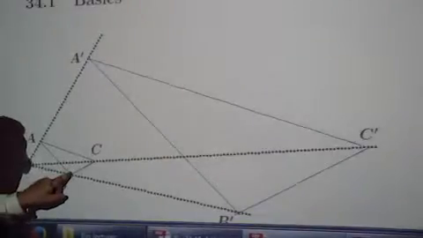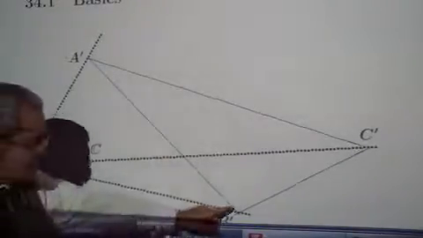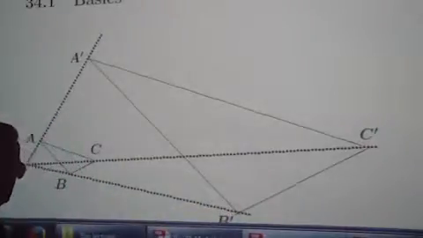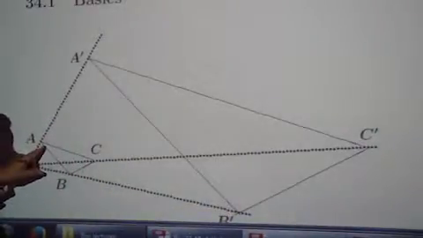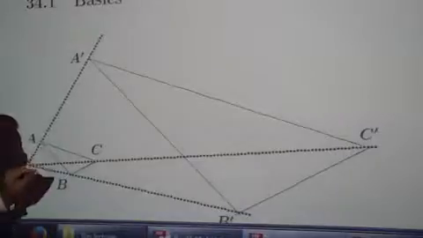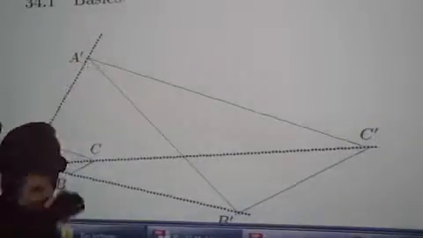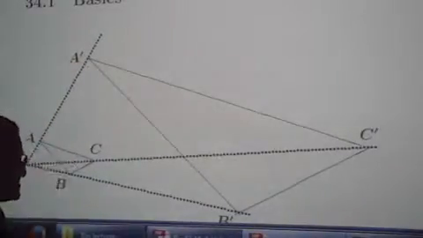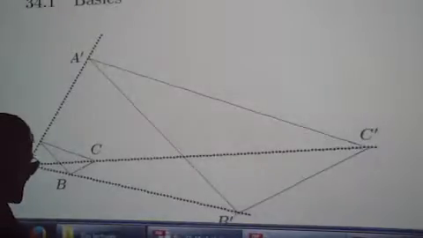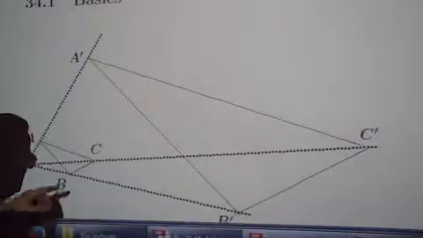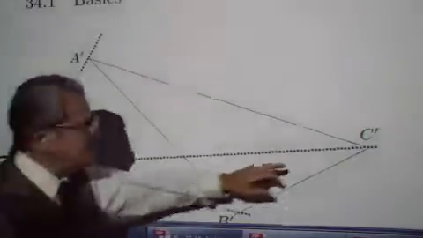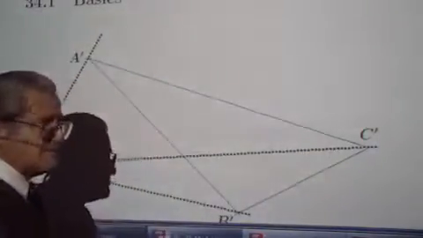If this is 60 degrees at B, this is also 60 degrees at B prime. If this is 100 degrees at A, this is also 100 degrees at A prime. And at C you have whatever is left for 180 degrees, I think that's 20. You have 20 degrees here at C and 20 degrees at C prime.